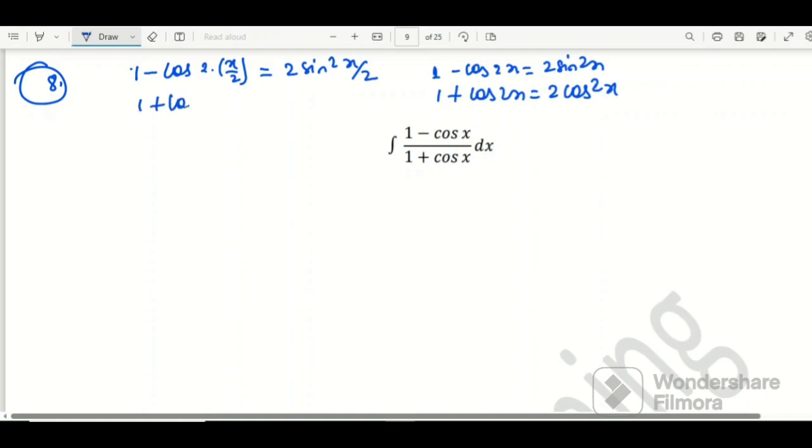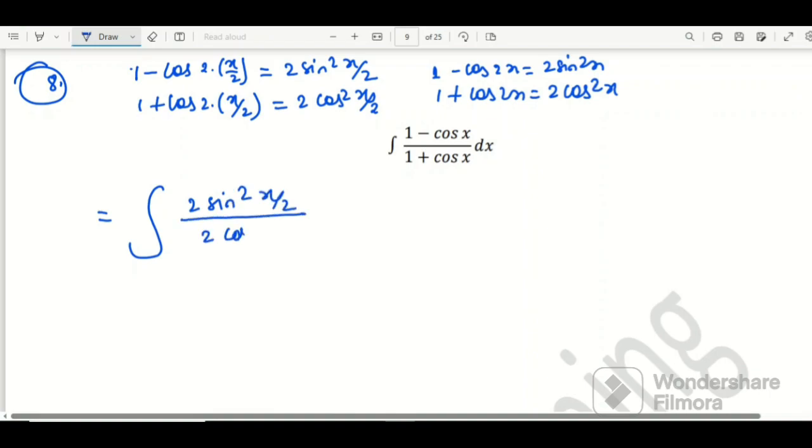So it will be 2 sin square x upon 2. And 1 plus cos 2 into x upon 2 will again be cos x only, so it will be 2 cos square x upon 2, where theta is x upon 2. So we can use this formula. It will be 2 sin square x upon 2 over 2 cos square x upon 2, dx. I'll cancel the 2 and 2, so it will be tan square x upon 2.